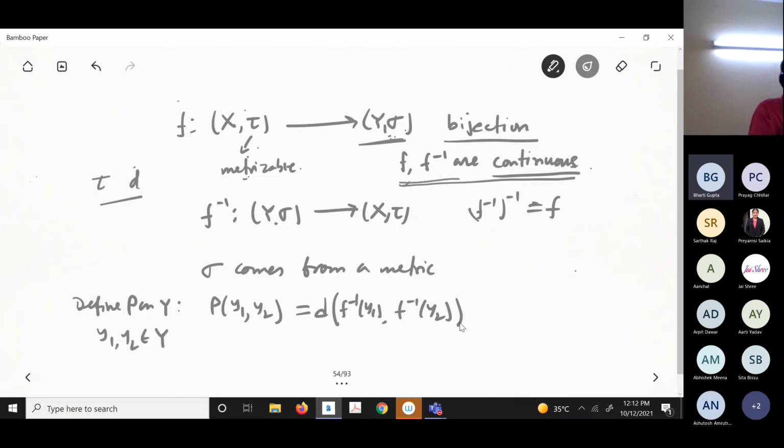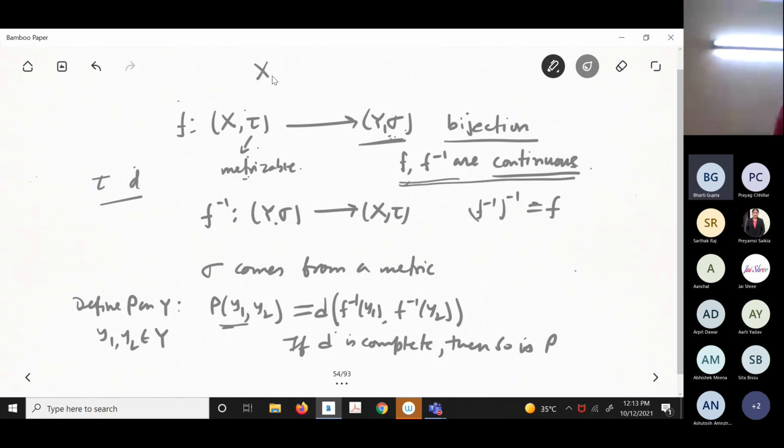Since D is a metric, rho will be a metric. You can easily check that. Forget about the sigma. Since D is a metric, rho will be a metric. And if D is complete, then so is rho. That's easy, because you can see that here I am getting an isometry.